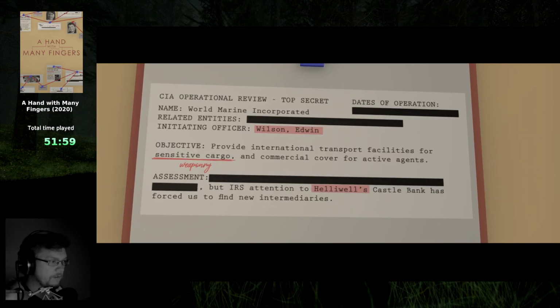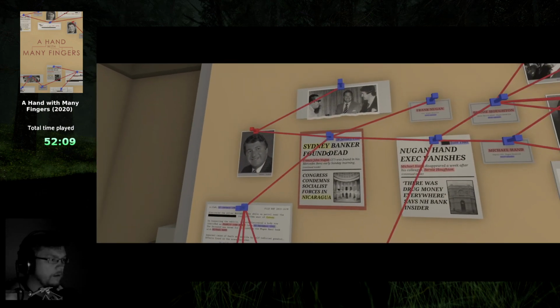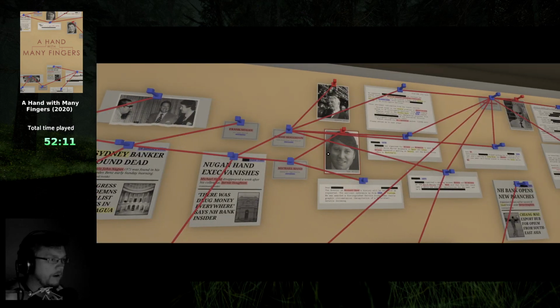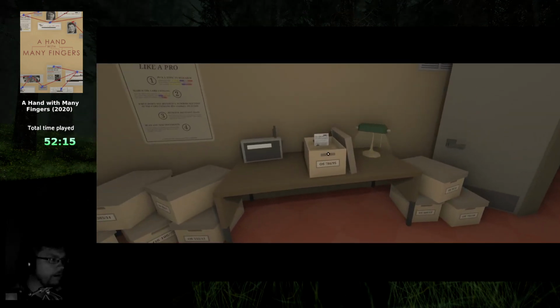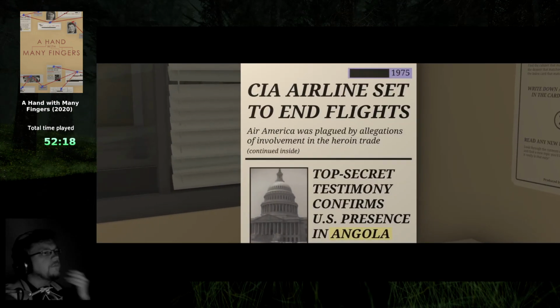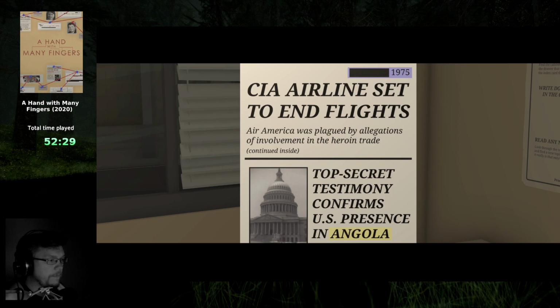That seems actually important. That IRS attention to Halliwell's Castle Bank has forced us to find new intermediaries, and that is probably where Nugan Hand Bank comes into play. CIA Airlines set to end flights. Air America was plagued by allegations of involvement in the heroin trade. US presence in Angola. Whoops.